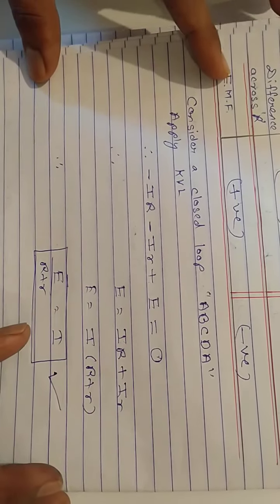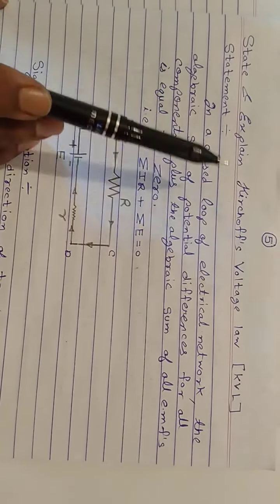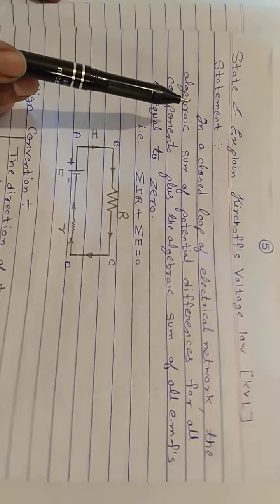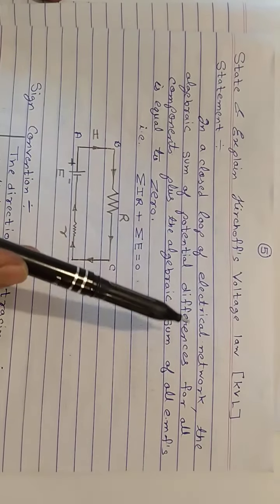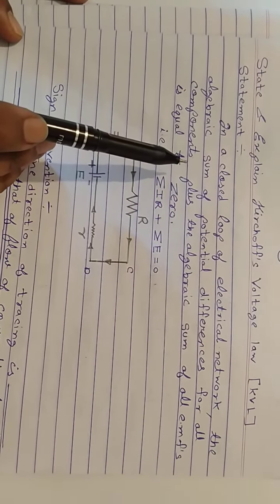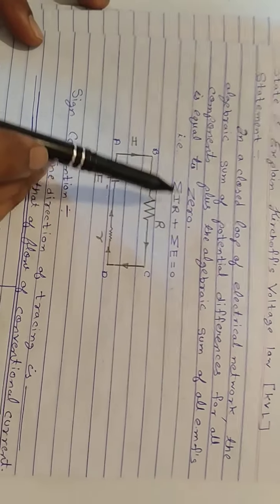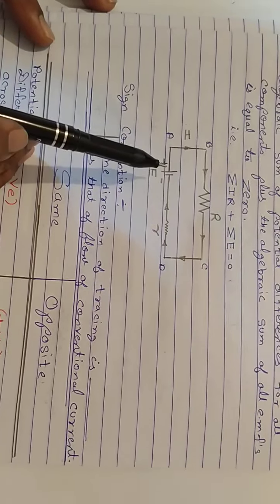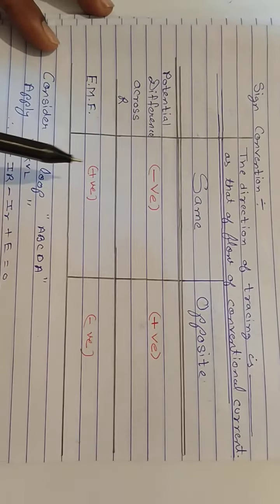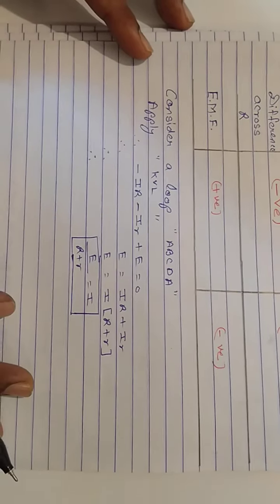How to write the answer in the exam, that I will show you. First you write down the statement. What is the question? State and explain Kirchhoff's voltage law. You write down the statement. Again I am going to repeat the statement. In a closed loop of an electrical circuit, the algebraic sum of potential differences for all components plus the algebraic sum of all EMF is always equal to 0. This is the mathematical expression, then the circuit diagram, then write down the sign convention, then apply KVL according to the sign convention, and this is the derivation for I.